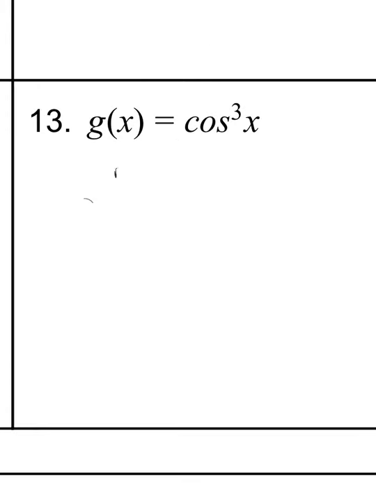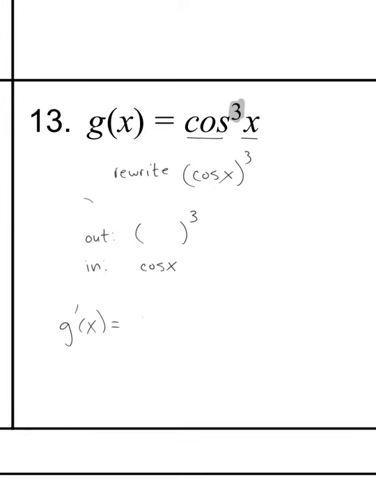Number 13, again, rewrite it. Okay, that 3 right here, that applies to everything immediately to the left and to the right of it. That is the same as the cosine of x all cubed. Then we can definitely tell this is a chain rule. My outer function is something to the third. My inner function is cosine of x. 2 functions, 1 chain.